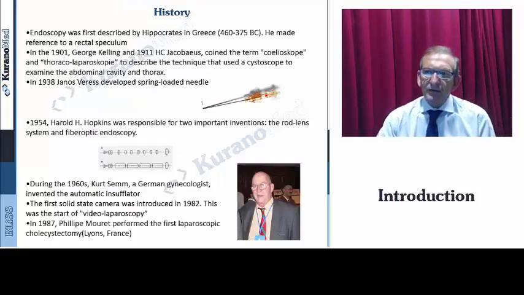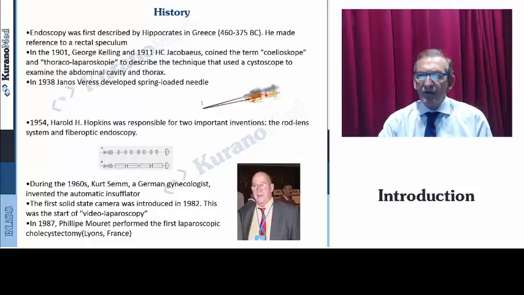The history goes back a long way, to Hippocrates. In Greece, he was the one who developed the first rectal speculum. So looking through a cavity like the rectum was something that started even before Christ.